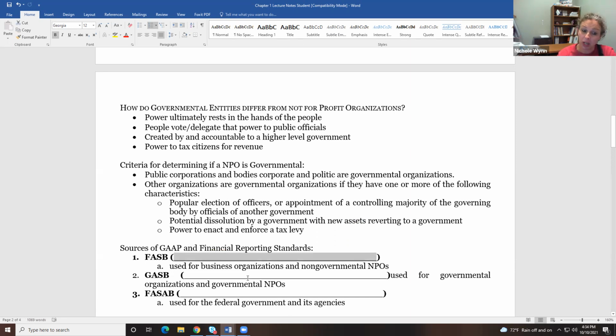And this is the one that we use in financial accounting. Okay, so this is the Financial Accounting Standards Board. Right? And so this is what we use in accounting, but we also use it for non-governmental nonprofits. So non-governmental nonprofits will also use FASB. Okay. GASB is the Governmental Accounting Standards Board.